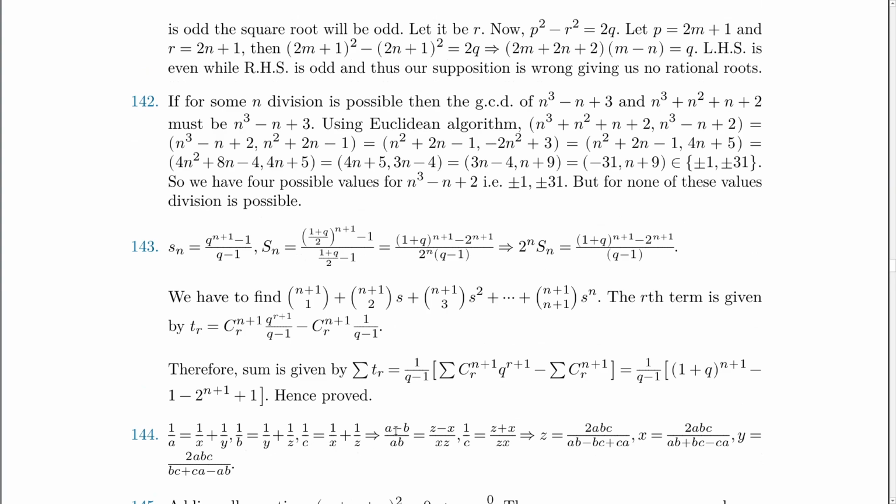Then we find (a-b)/ab, which is equal to (z-x)/xz. 1/c is equal to (z+x)/zx. So from these two, we find that z = 2abc/(ab-bc+ca), and similarly x = 2abc/(ab+bc-ca), and y = 2abc/(bc+ca-ab). So very straightforward problem.